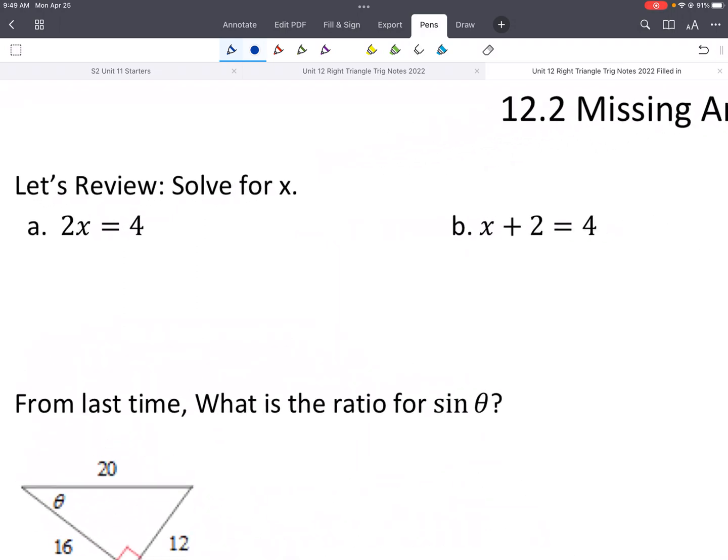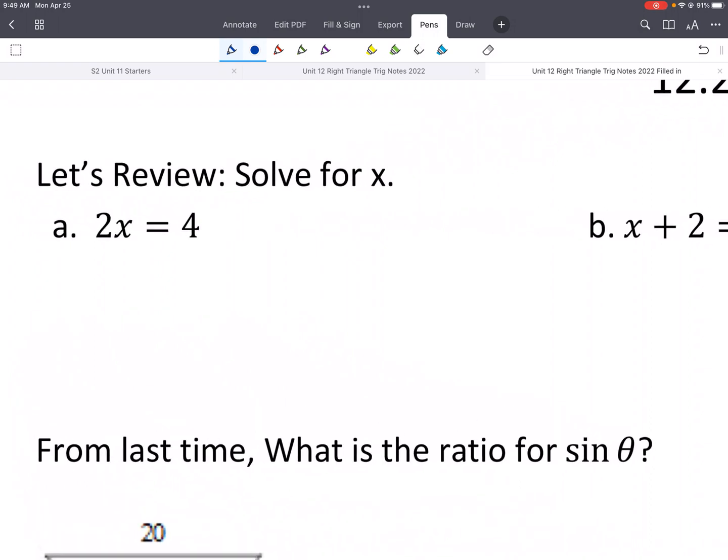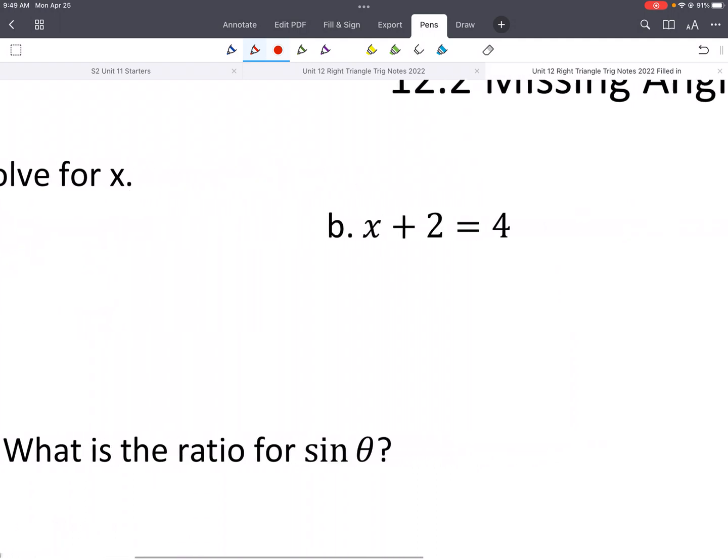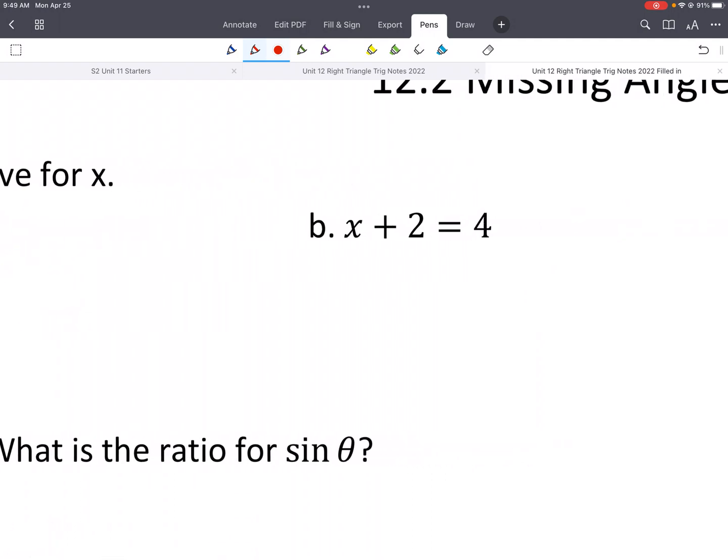All right, so let's do a quick review. If we're trying to solve for x, what would we do? And you might say, oh, we'd divide both sides by 2. Well, why do I divide? Okay, well, it's because we were multiplying. The opposite of multiplying, or the inverse of multiplication, is division. So we would divide both sides by 2, and we'd get x equals 2. Okay, same as b. How do we get x by itself? Well, we would subtract by 2. Why would we subtract? Because the opposite, or the inverse of addition, is subtraction. So we would get x equals 2.